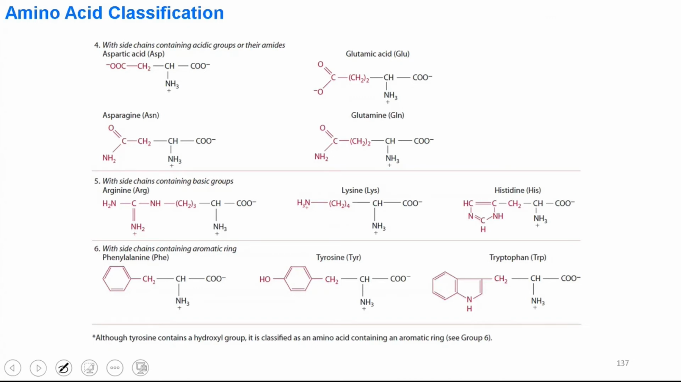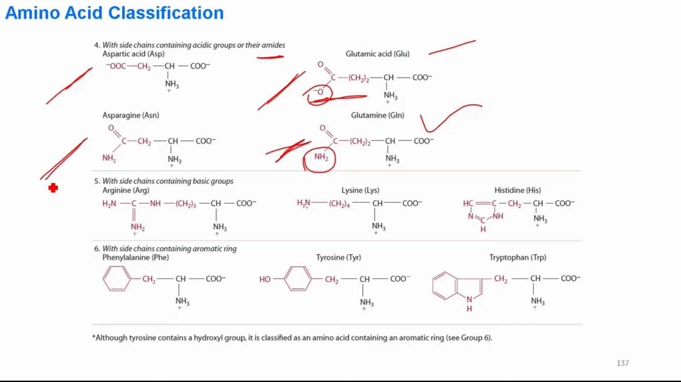So the next class is amide group containing amino acids. These are aspartic acid, glutamic acid, asparagine and glutamine. You should know the small difference between glutamic acid and glutamine. Glutamic acid has this side chain, but glutamine has this one in place of this oxygen. This amine has been replacing this oxygen in glutamine. In the same way, this is aspartic acid, and this is asparagine.